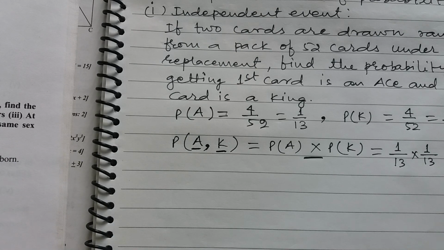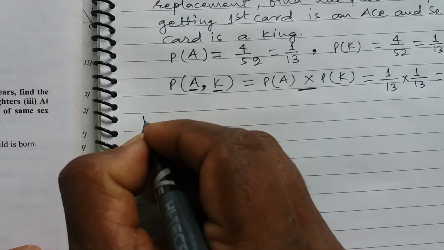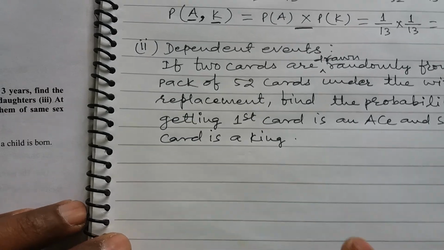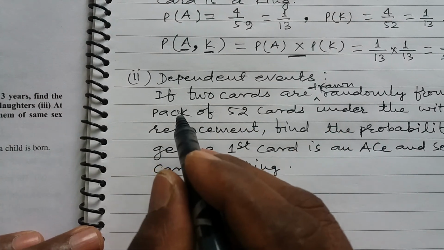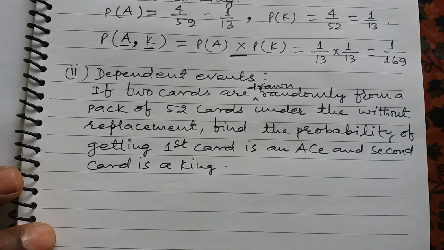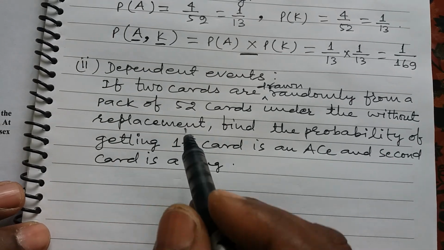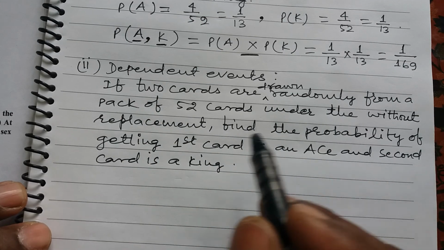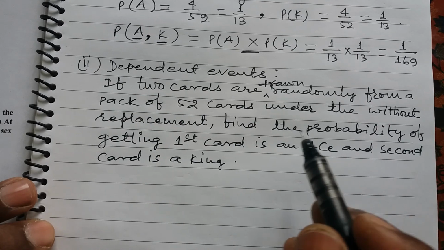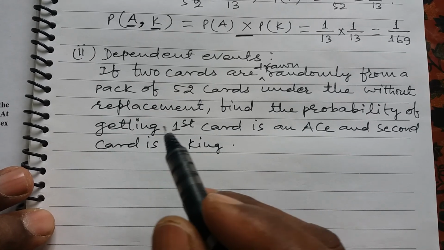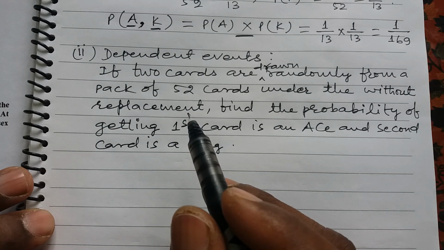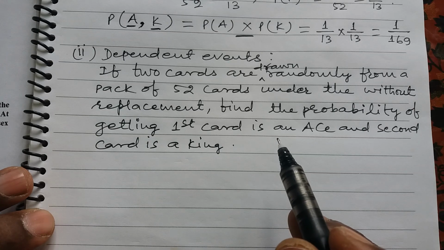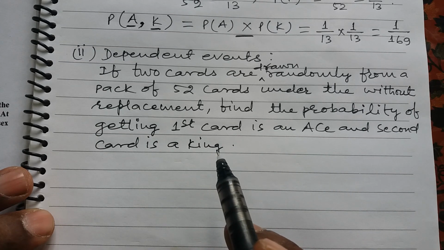Second one, I am going to teach about dependent events. Let's see here one example of dependent event. Student, here dependent events. Under the dependent events, I am taking one example here. The example is same as the above example. If two cards are drawn randomly from a pack of 52 cards under the without replacement, find the probability of getting first card is an ace and the second card is a king.